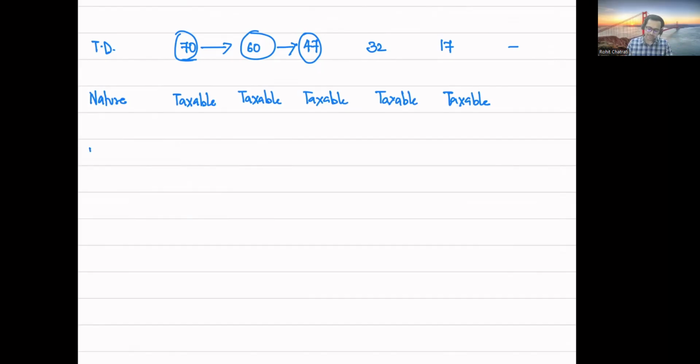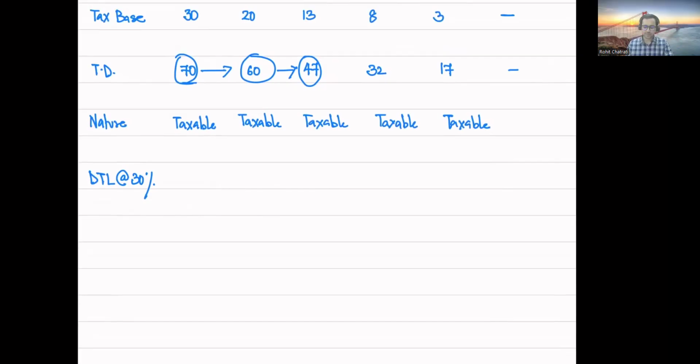Next, because it's a taxable temporary difference, I'm going to have a deferred tax liability. The question gave a tax rate of 30 percent. Because it's a taxable temporary difference, every year I will have a deferred tax liability. The first year, the deferred tax liability will be 70 multiplied by 30 percent, which is equal to 21. Because this is a liability, I'm plotting this in negative.